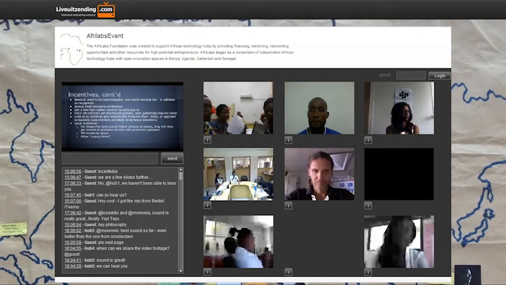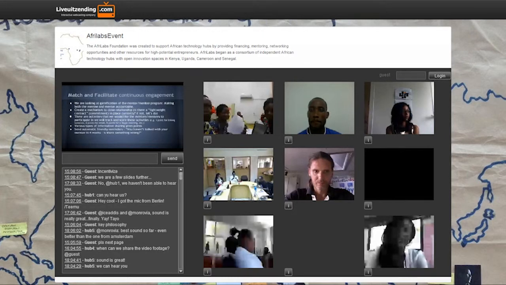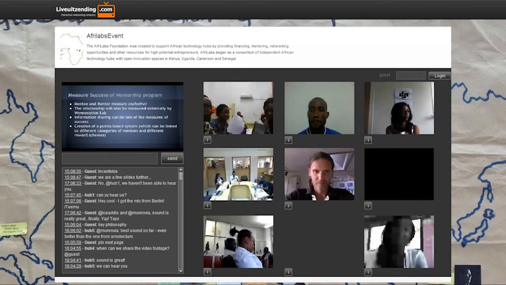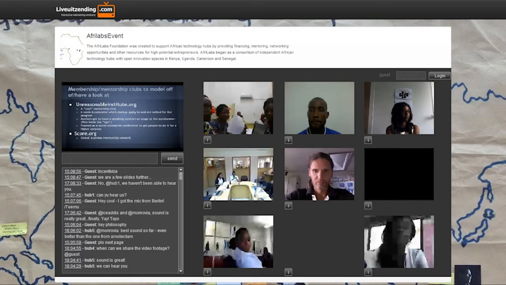Finally, the success of the mentorship program will be measured both by the mentee and the mentor. They can score each other, as well as externally by Innovation Lab. And there will be information sharing methods to measure the success of the relationship between the two. And we've decided to identify a points-based system, which makes it competitive for the mentors as well, so that they want to get the highest points because they're the best mentors and they get better PR, etc.